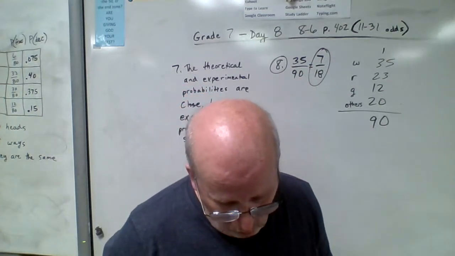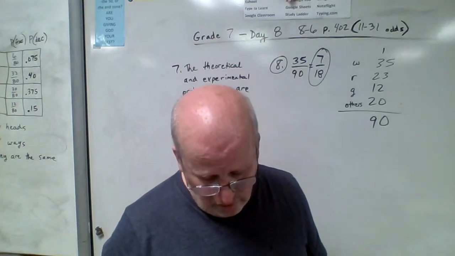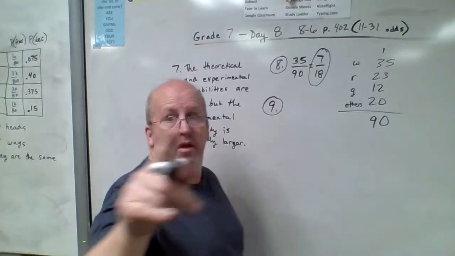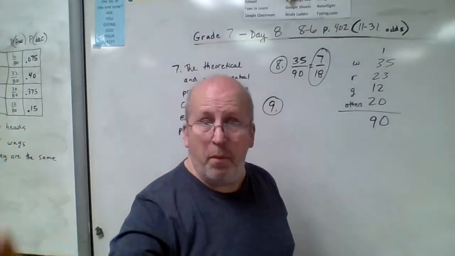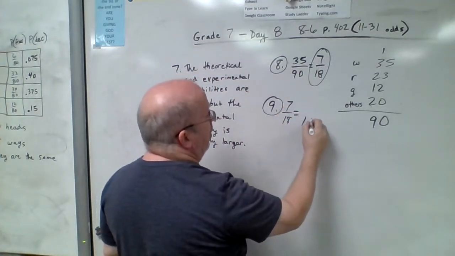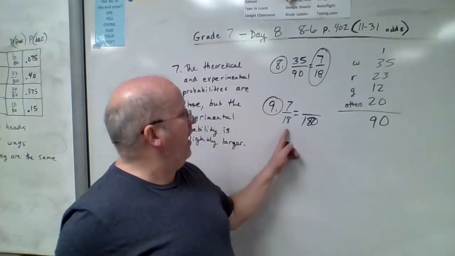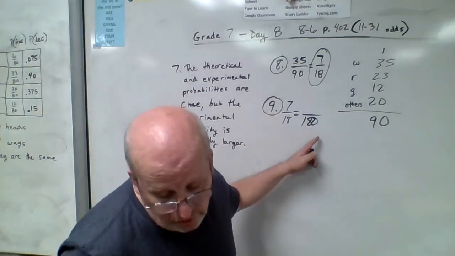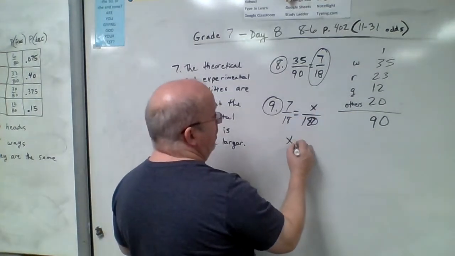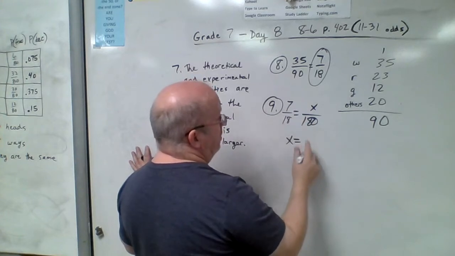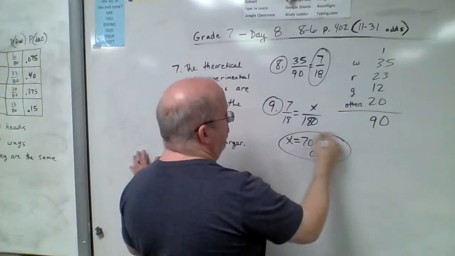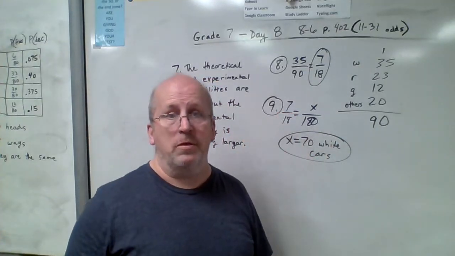Number 9, what if there's 180 cars? How many would you expect to be white? Oh, they're asking us to predict an outcome. We need a proportion. We're going to use this ratio and say to ourselves, okay, what if it's not out of 18 cars? What if it's out of 180 cars? How many of them would you expect to be white? Well, I'd expect, based on what I see here, 70 white cars in this particular case by solving this proportion.